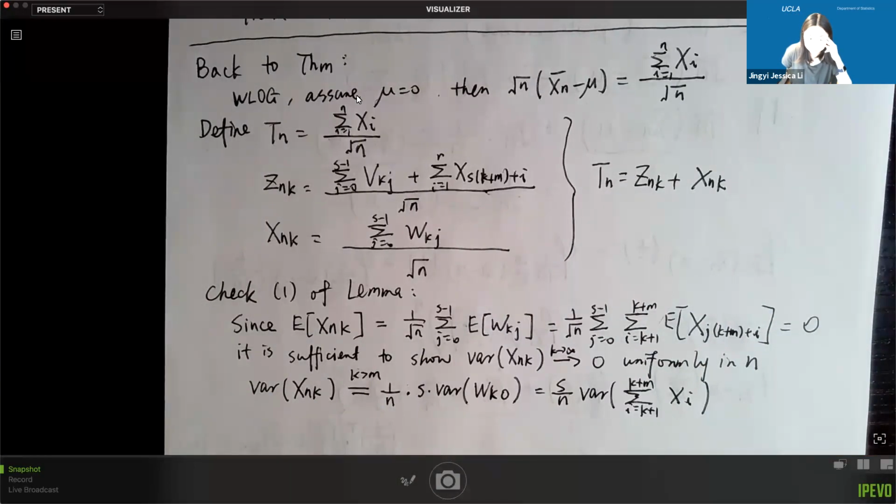Summation of M subsequent random variables.